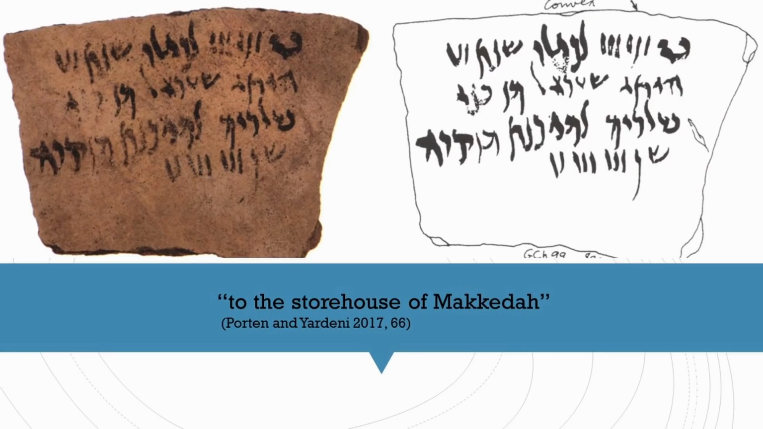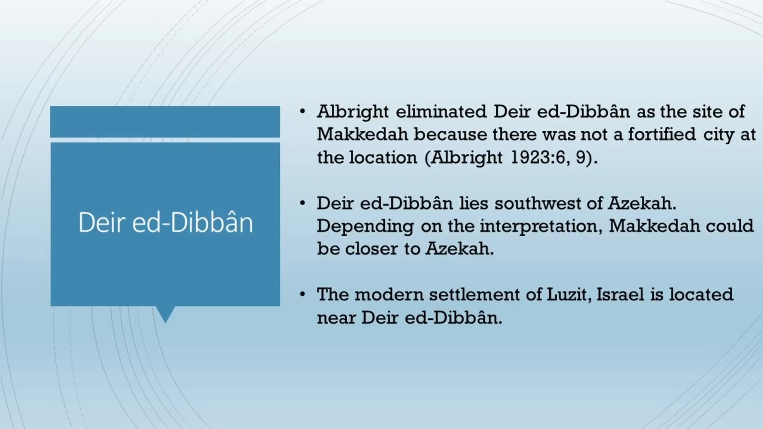So now I give equal treatment to the 3 sites I mentioned. I'm going to talk about Deir Diban. It is farther north. It's closer to Azekah. Albright changed his tune about this. He said, well, there's no fortified city. Chris McKinney agreed. He says, I drive by there every day when we're excavating. There's nothing there. But I'm going to give it equal treatment just because of the location, and I'll show you why. Deir Diban lies southwest of Azekah, and depending on the interpretation, it could be it.